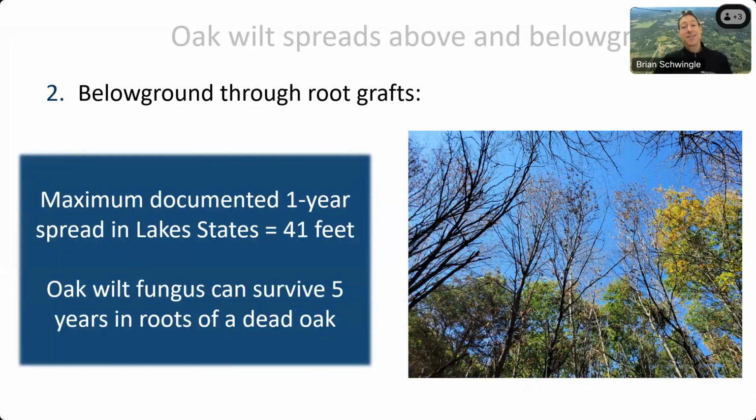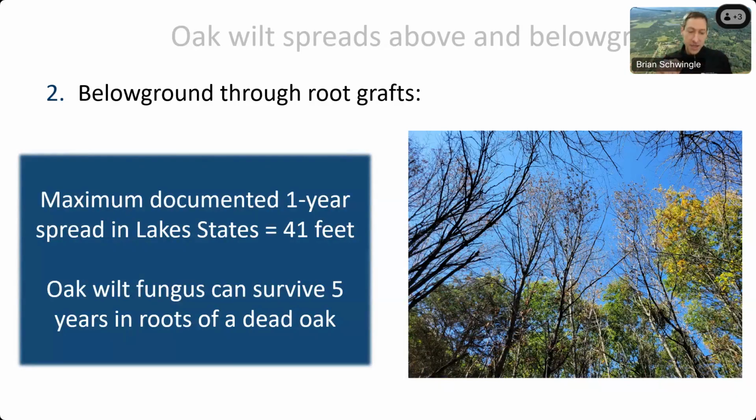Some fun facts here about below ground spread. The maximum distance oak wilt has moved in 1 year from one oak to the next oak in the upper Midwest is 41 feet. That's the maximum distance. On average, it can move roughly 12 feet per year from one oak to the next oak.